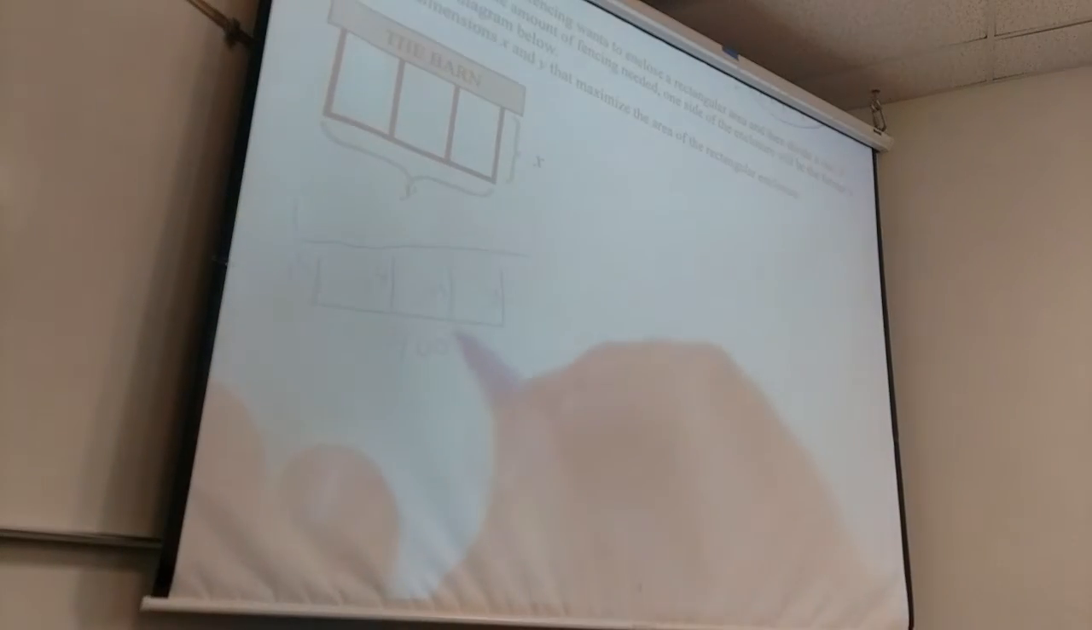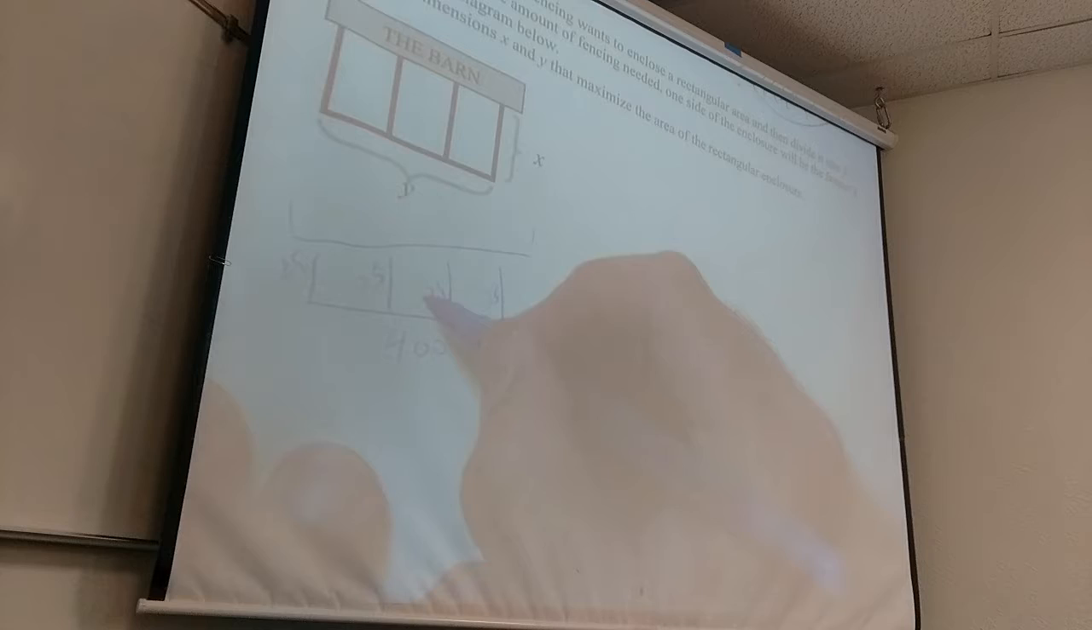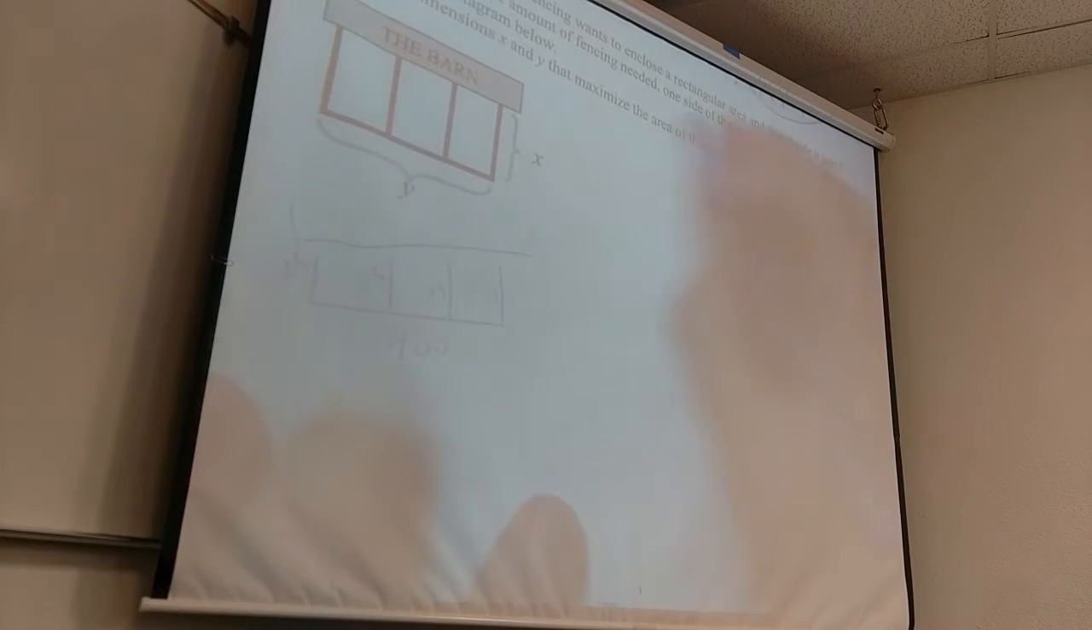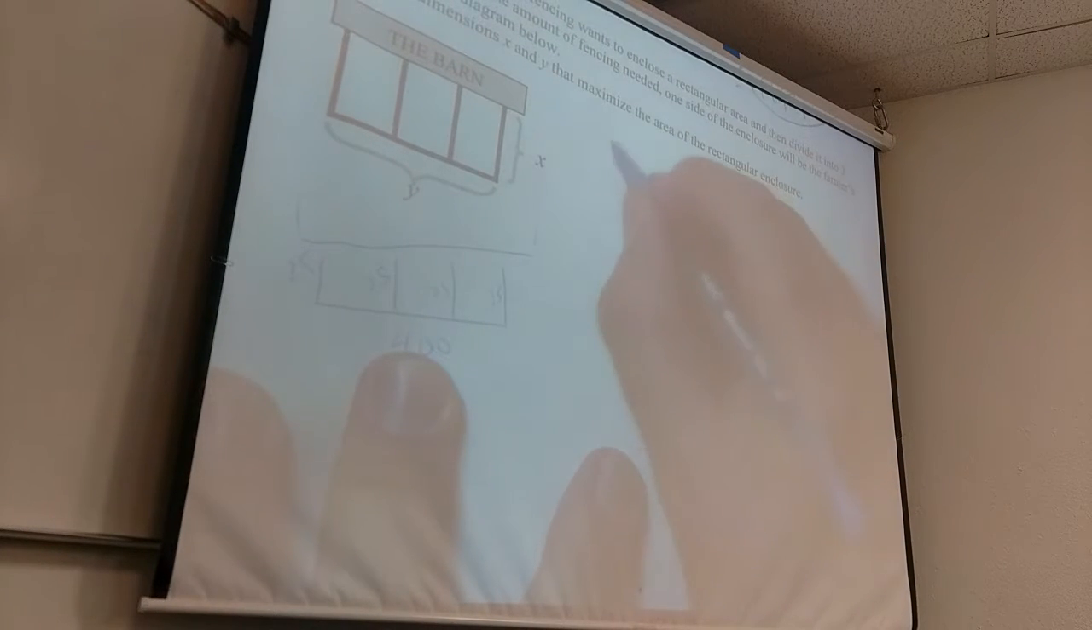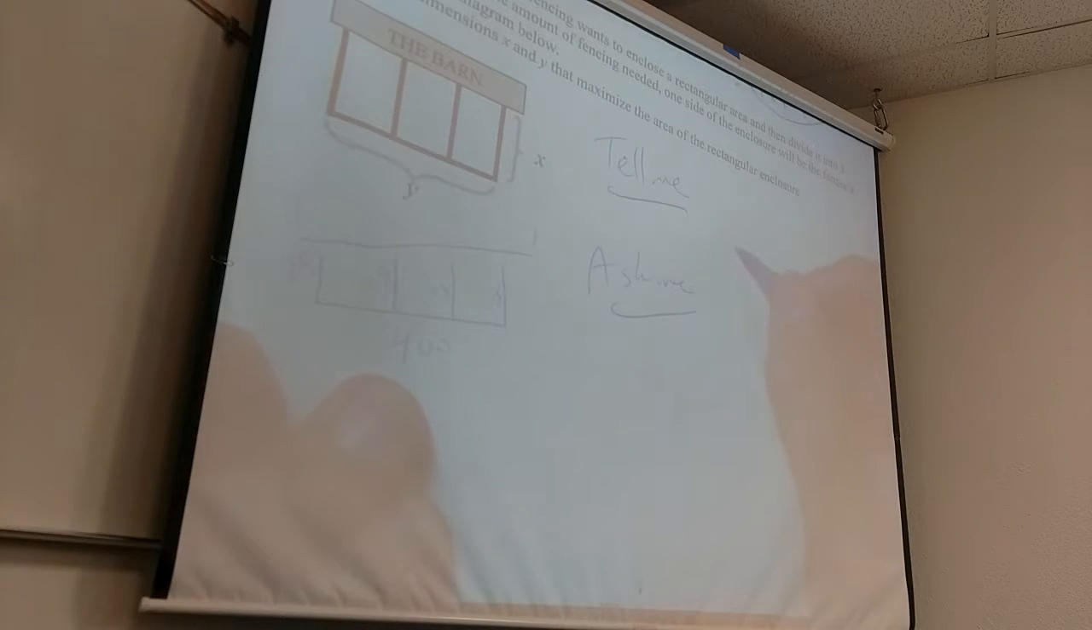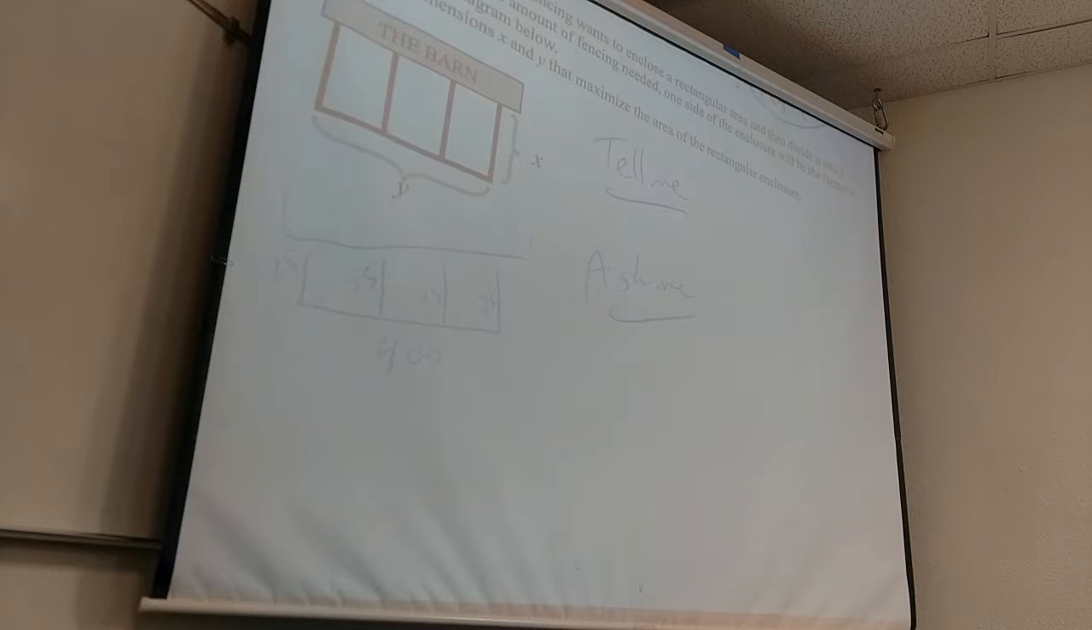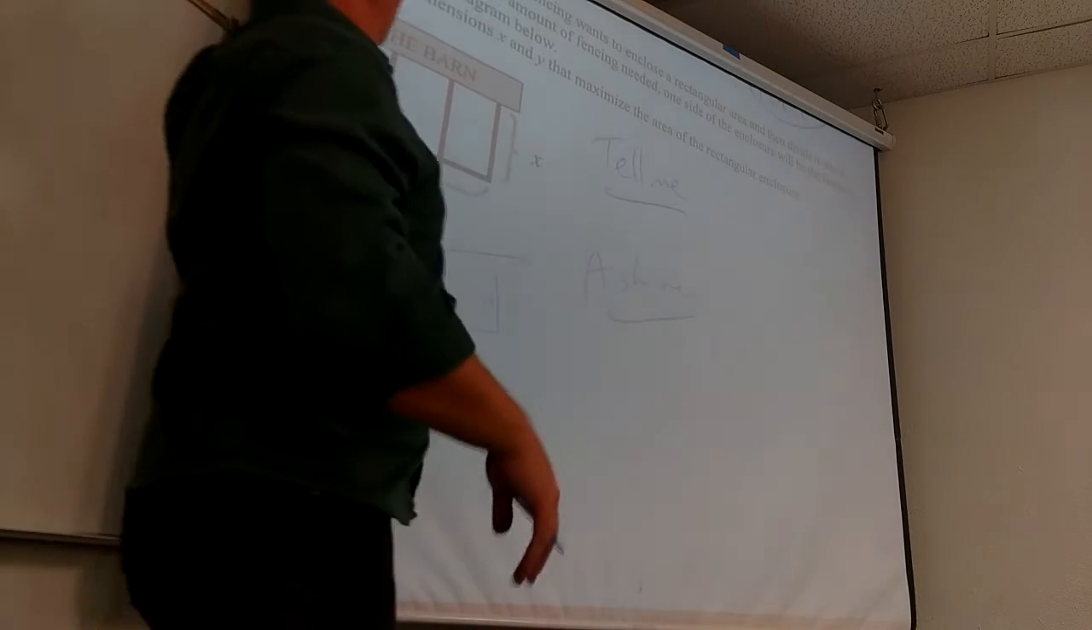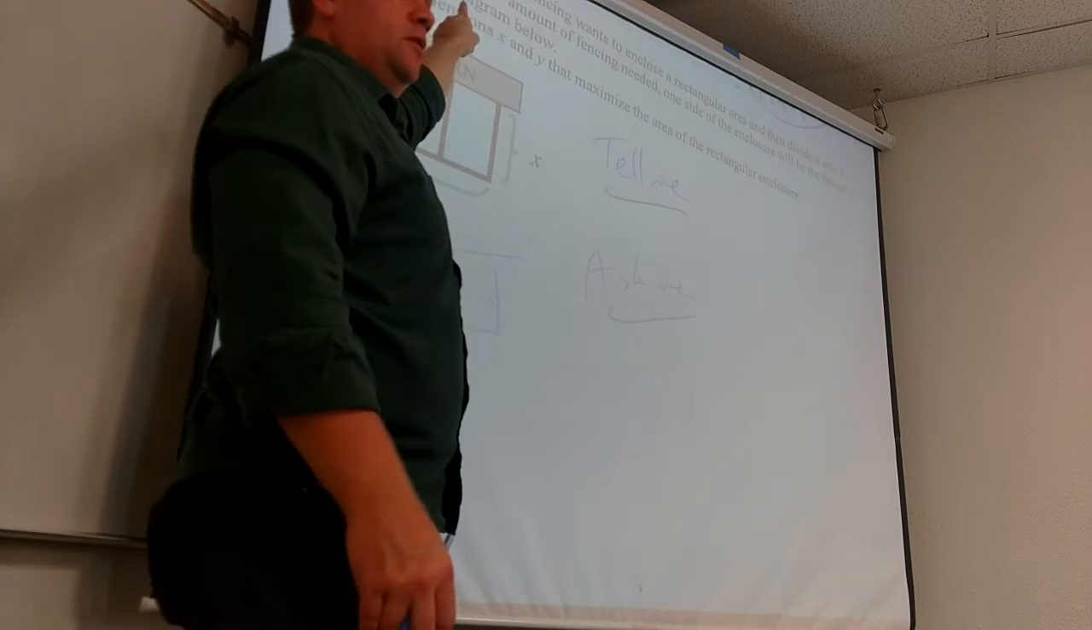So this is just a concrete example of what could happen. I don't know what is going to happen. They're always going to tell me something, and then they're going to ask me something. If you do this for yourself, these problems are so much easier. What do they just tell me? They just give it to me, no guessing. 500 feet of fencing. So they tell me I've got 500 feet of fencing.